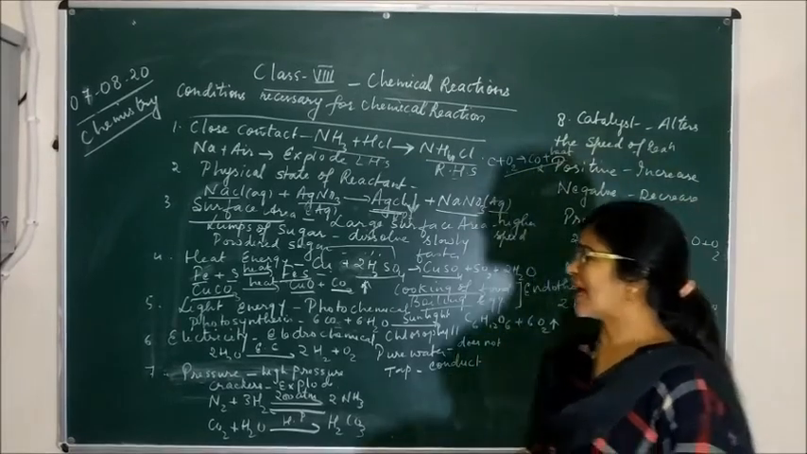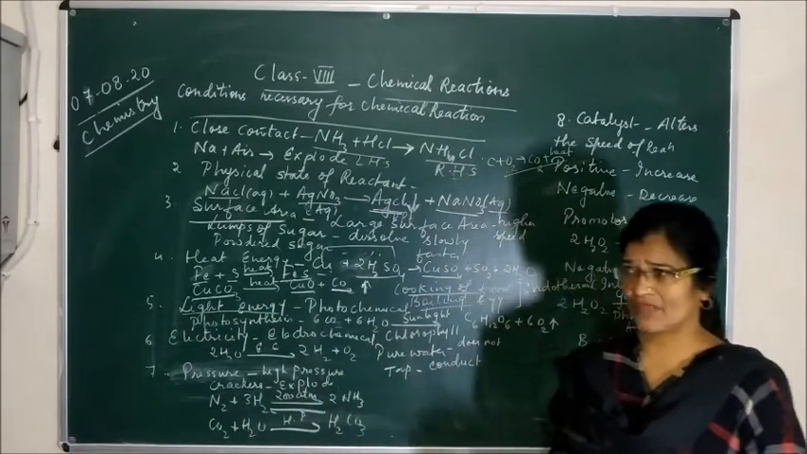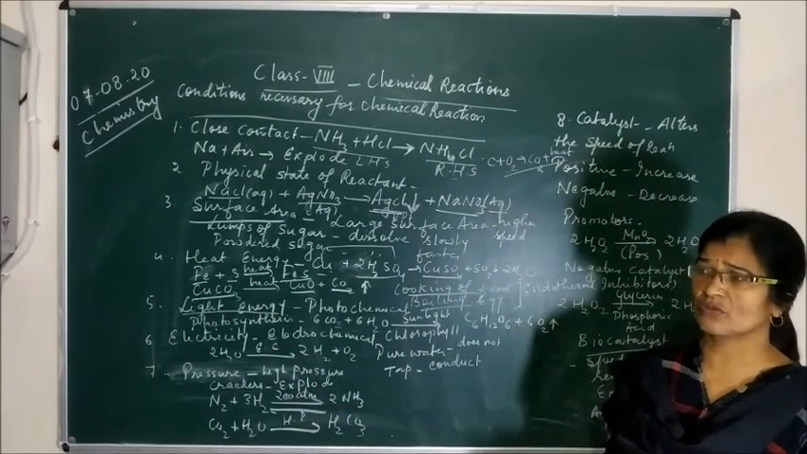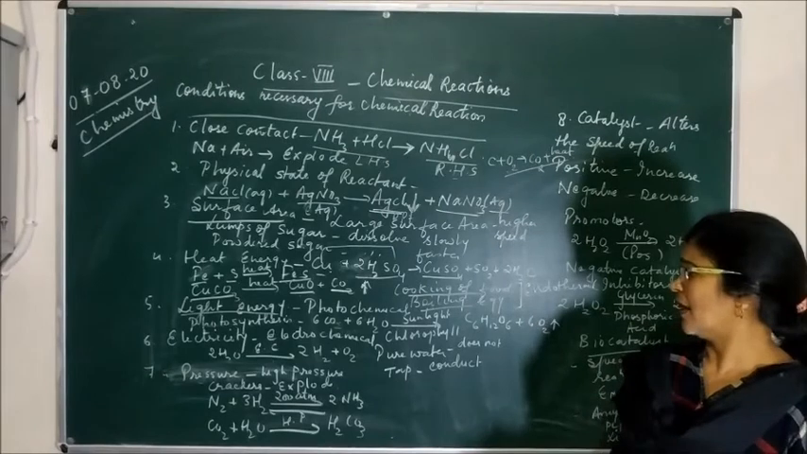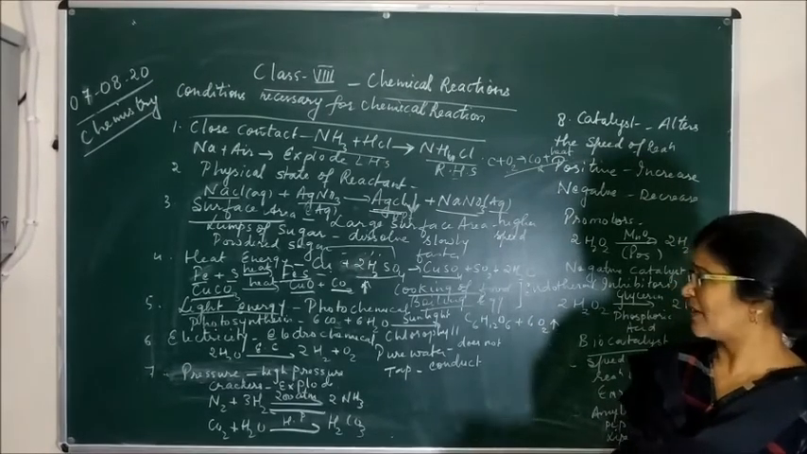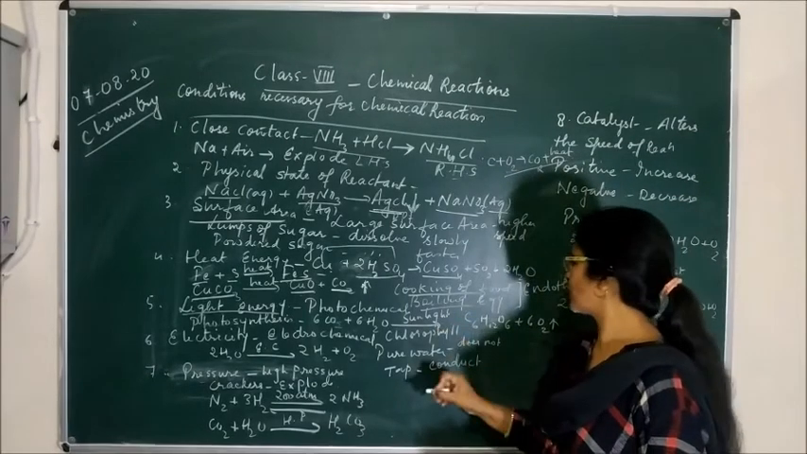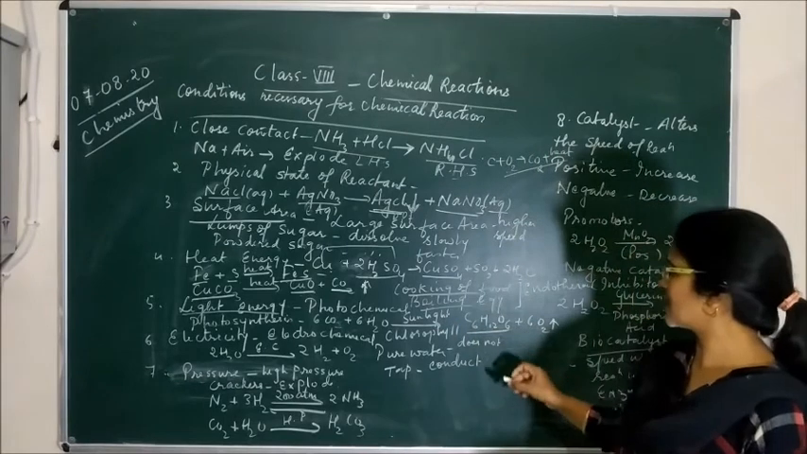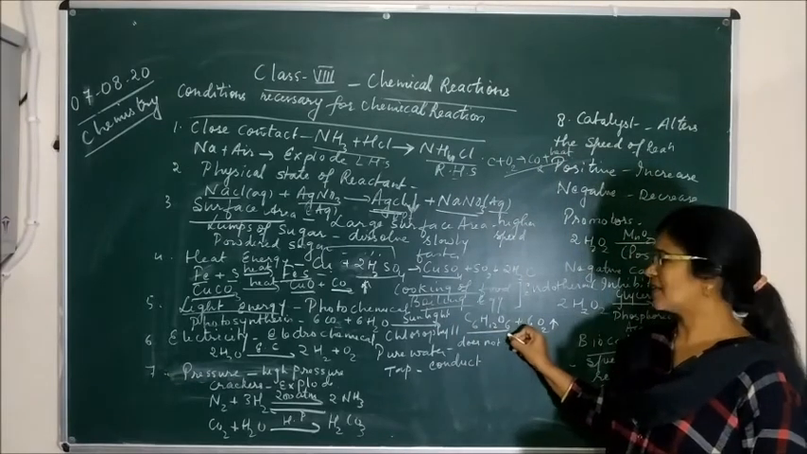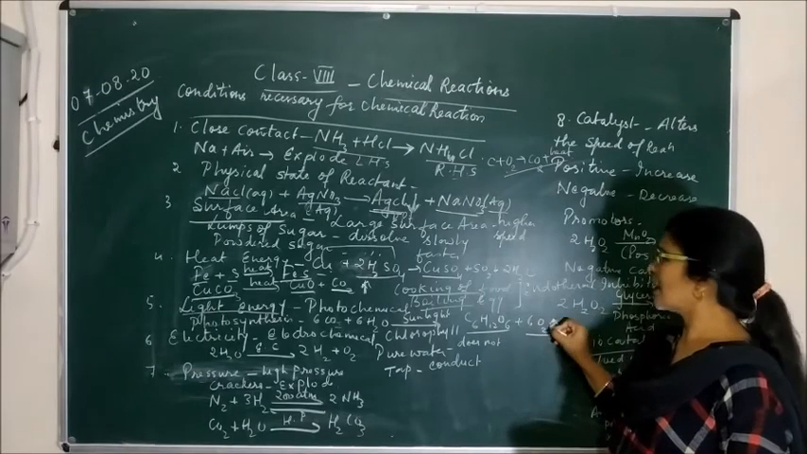Another condition is the light energy. Light energy means like solar energy. And you all know about the plants. Plants do the process of photosynthesis, meaning they prepare food in the presence of sunlight and chlorophyll. When carbon dioxide and water combine together in the presence of sunlight and chlorophyll, they form glucose, that is C6H12O6, and as a result of photosynthesis, the oxygen gas is released in the atmosphere.